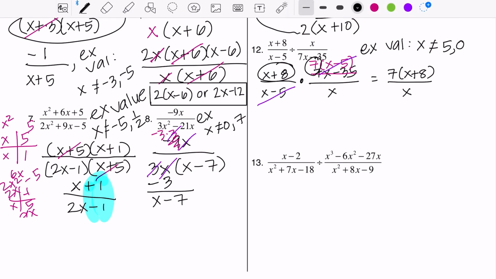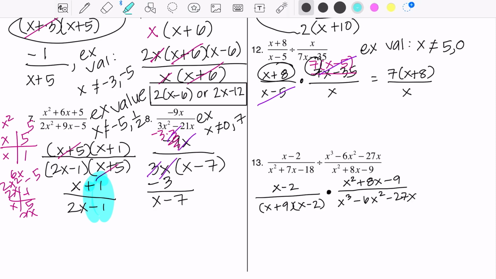This one looks intense, but it's just a bunch of t-charting and GCFing. So we have x minus 2 all over. I'm going to just t-chart this one since I'm not going to flip it. And it's going to be x plus 9 and x minus 2. Change the sign. And then I have to flip this. So this one right here originally started in the denominator. So whenever we factor that, we're going to have to make sure we exclude it.